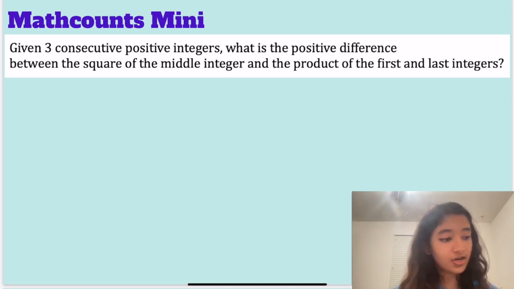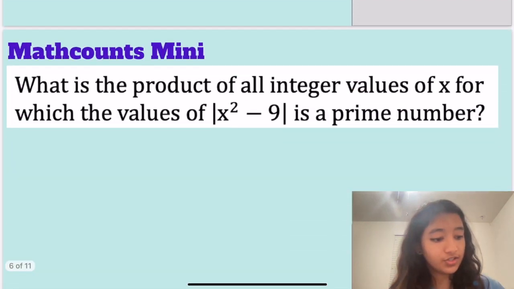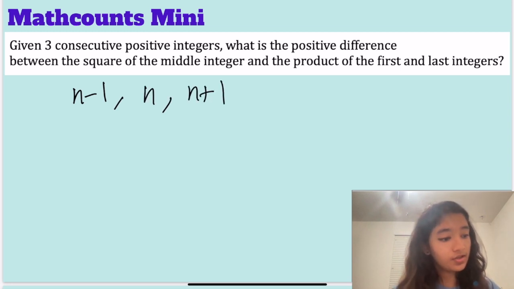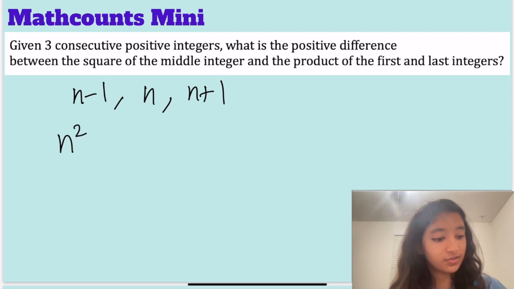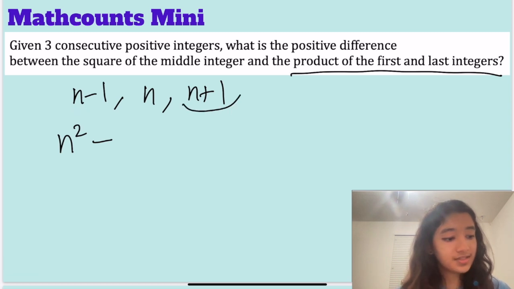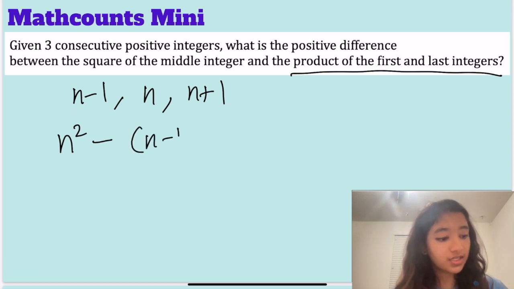Let's say that our three consecutive positive integers are n minus 1, n, and n plus 1. It's asking for the positive difference between the square of the middle integer. The middle integer is n, so the square of that is n squared. And it's asking for the difference, so we'll be subtracting. And then the product of the first and last integers. Well, the first integer is n minus 1, and the last integer is n plus 1. So that product is n minus 1 times n plus 1.